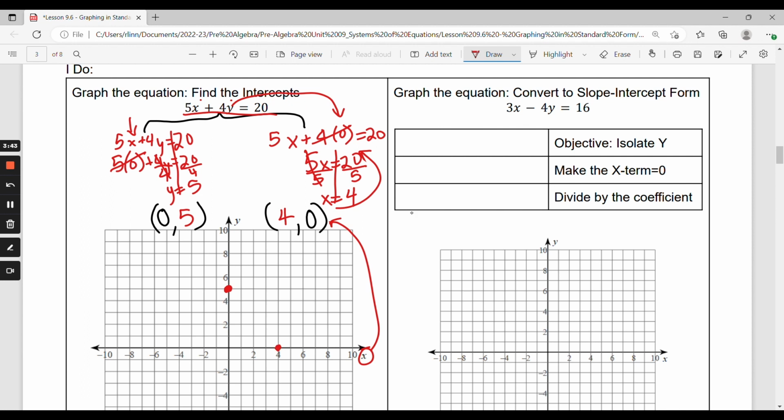Once I have those two points, I can graph this line by just connecting them together, using as straight a line as I can, and it will go on and on forever. I'll indicate that with the arrows. So now I have graphed this line that was given to me in standard form, which was 5x plus 4y equals 20.